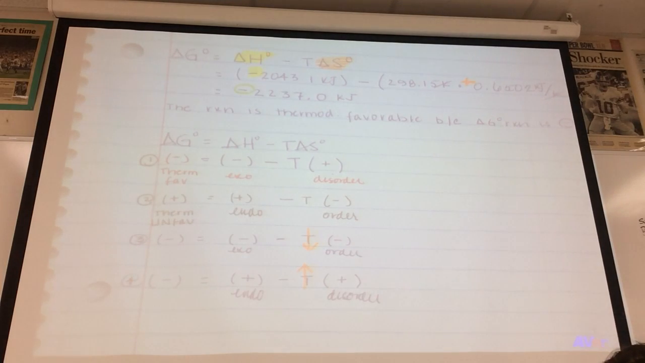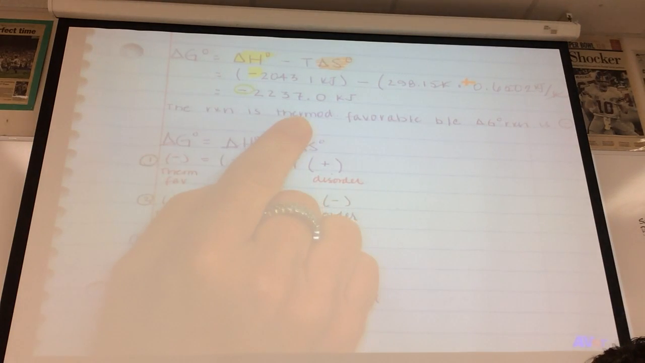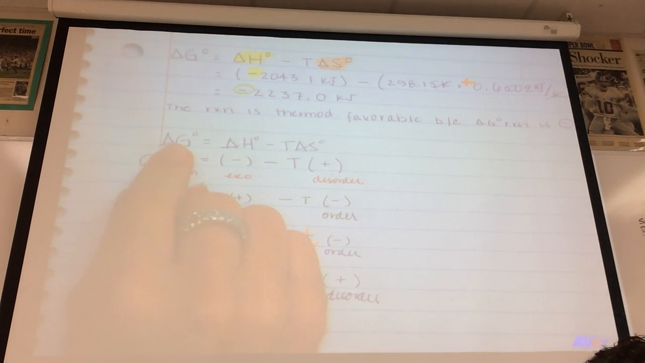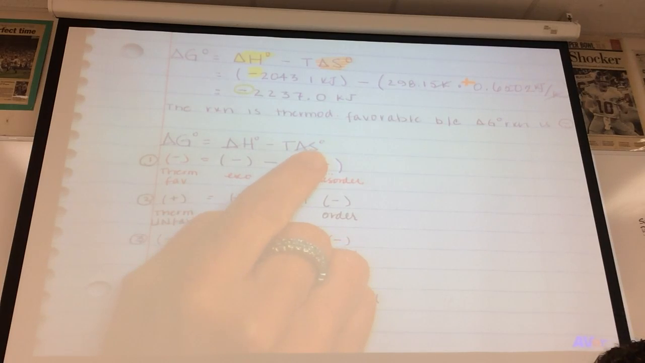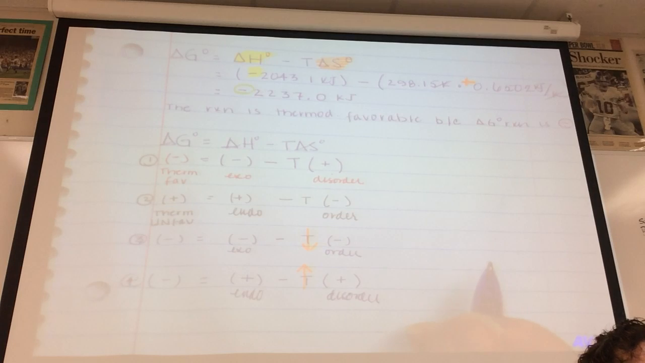So for today, thermodynamic favorability is determined by delta G. If delta G is negative, the reaction is thermodynamically favorable. If it's positive, it's not. Thermodynamic favorability depends on enthalpy, temperature, and entropy. Questions here? Little practice and you'll drive it?